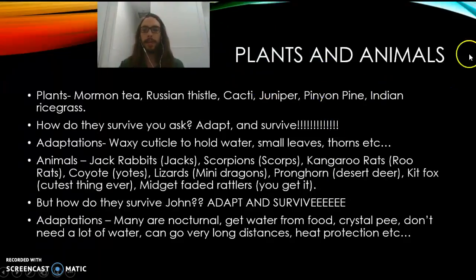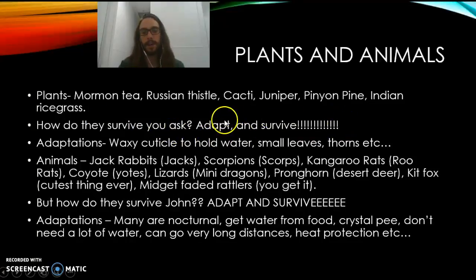So let's talk about the plants and animals, or flora and fauna of the area. So flora, or plants, we've got Mormon tea, Russian thistle, cacti, juniper trees, pinyon pines, and Indian rice grass. So how do they survive, you ask?